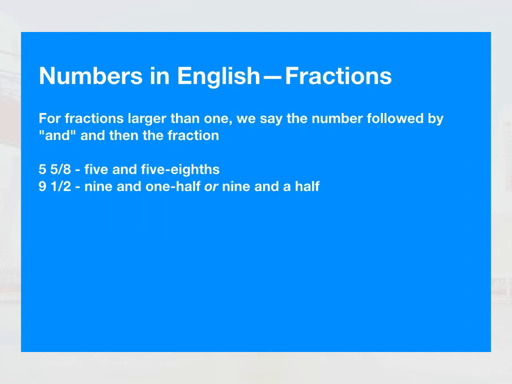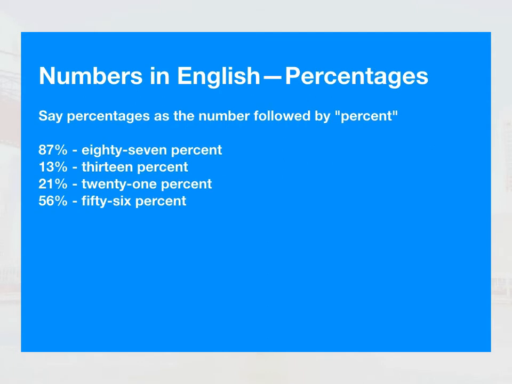For fractions which are larger than 1, we say the number followed by "and" then the fraction: 5 5/8, 9 1/2. Percentages are easy. You just say the number followed by percent: 87%, 13%, 21%, 56%.